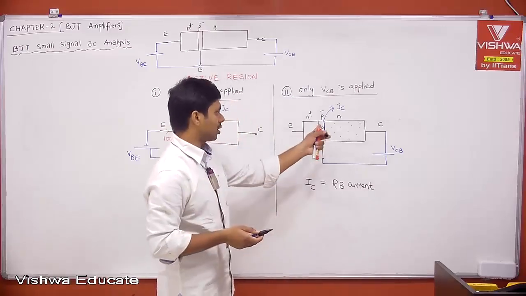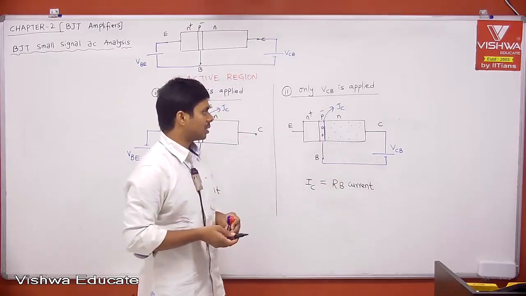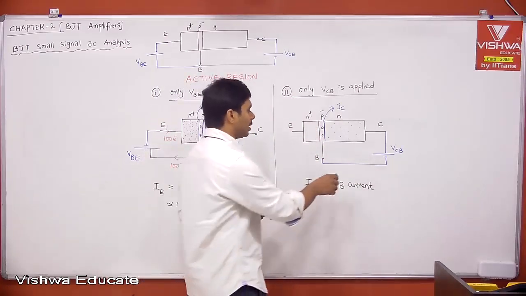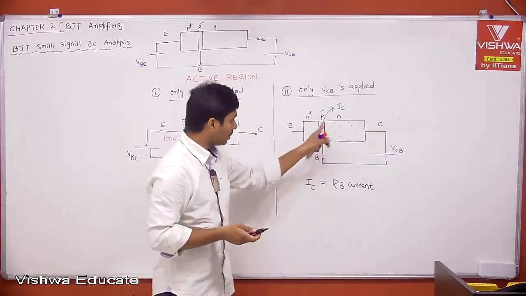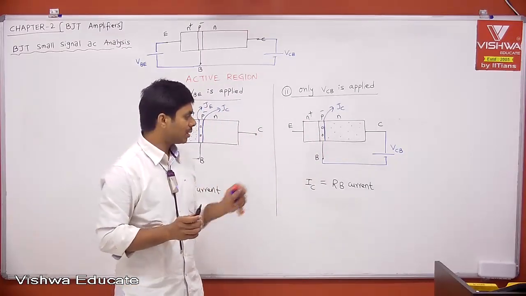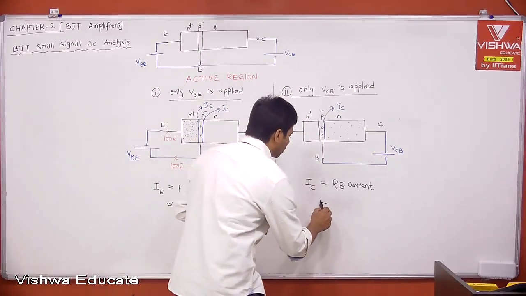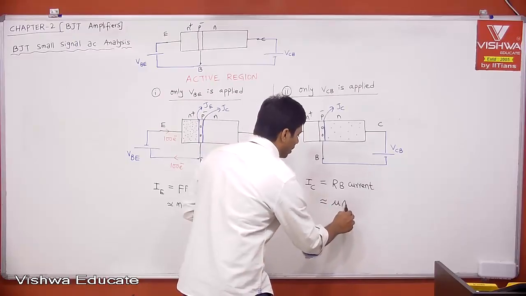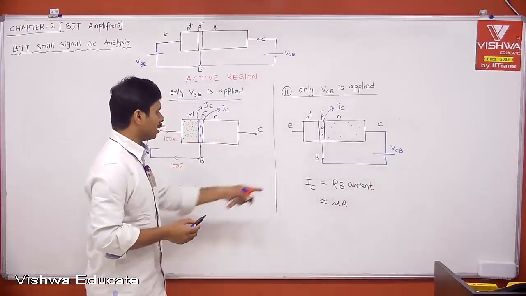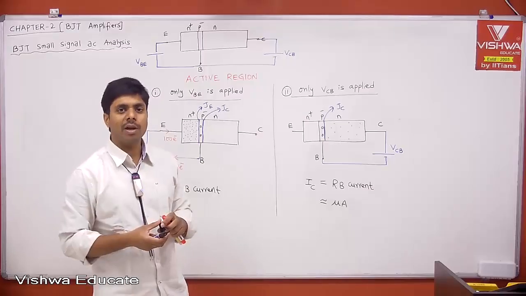That is due to the PN junction diode being under reverse bias. When a PN junction diode is under reverse bias, we get current due to minority carriers, not due to majority carriers. That current will be in the order of microampere. If you treat the forward bias current in the order of milliampere, then your reverse bias current will be in the order of microampere.